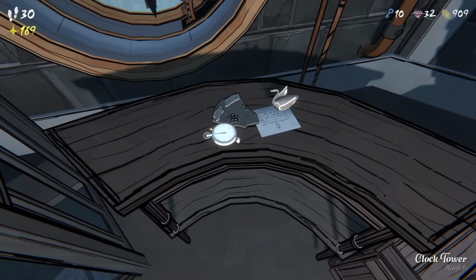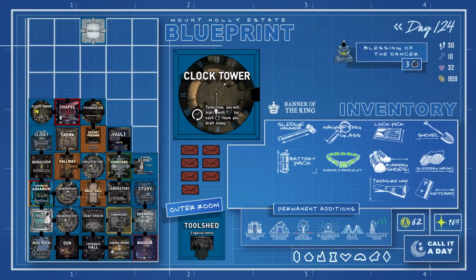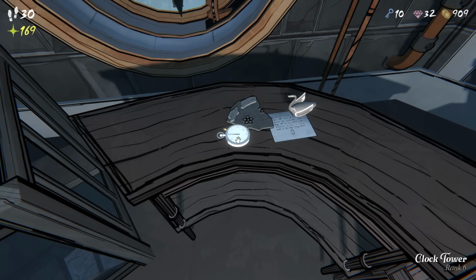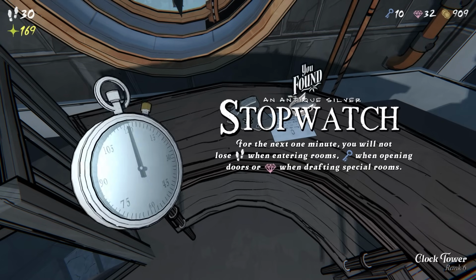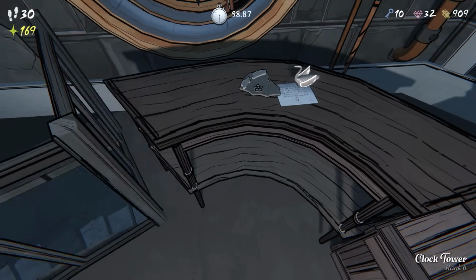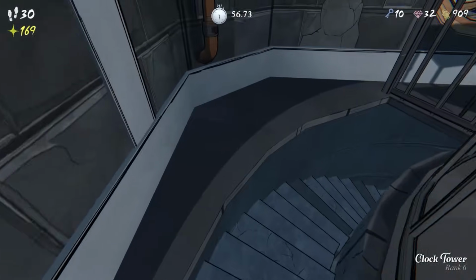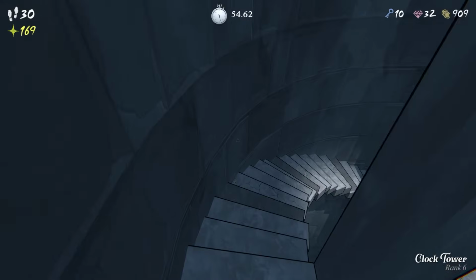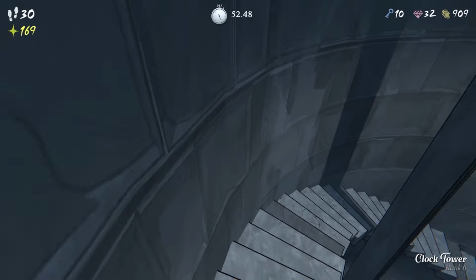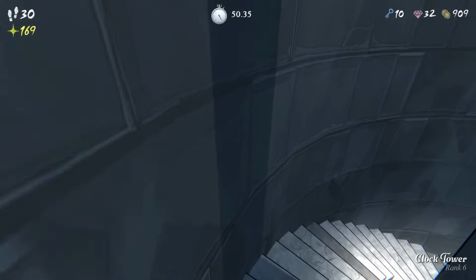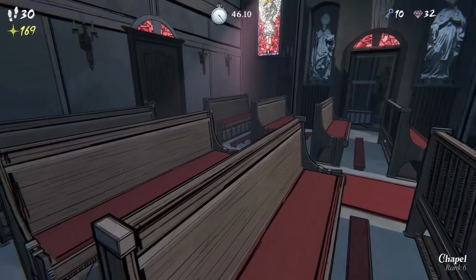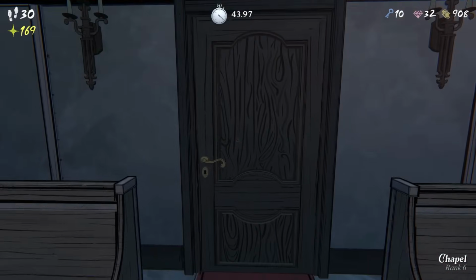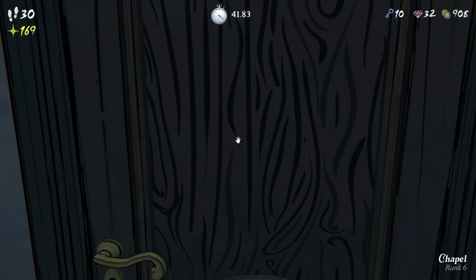Honestly, the stopwatch is an item that just annoys me, straight up, because of how quick a minute goes by with how long it takes you to move. Like I've said, I've only ever gotten it here, I think. And by the time you get to the bottom of this, you've already lost 15 seconds. So it's too much pressure.